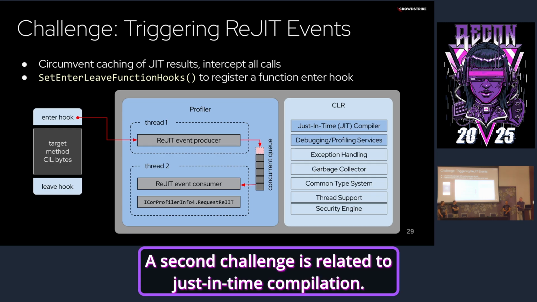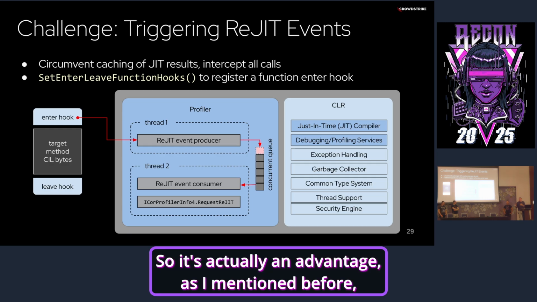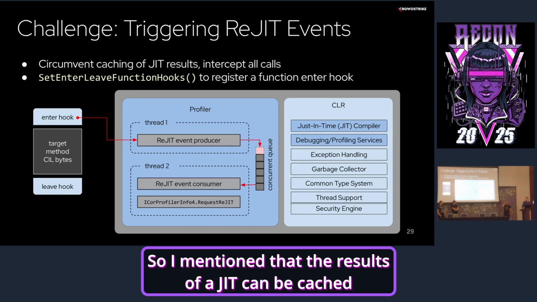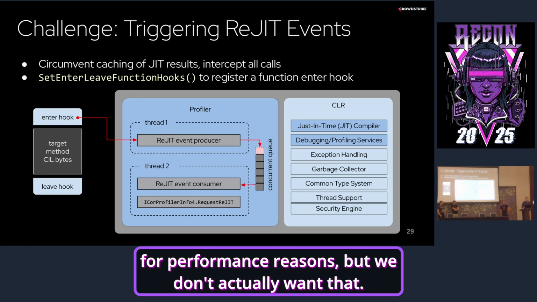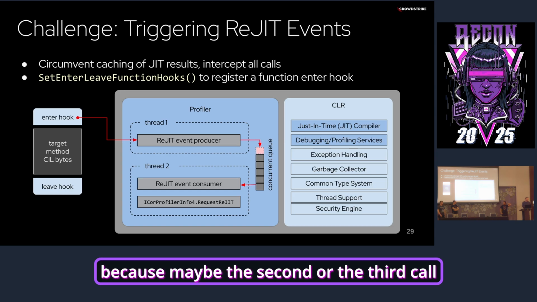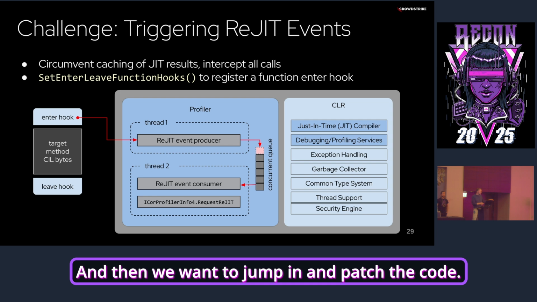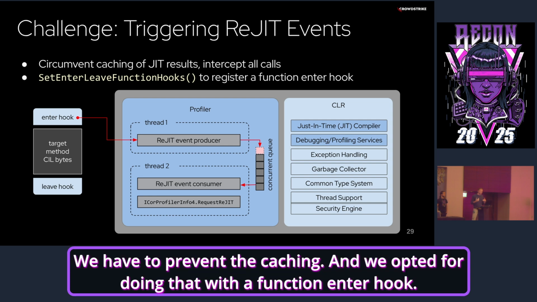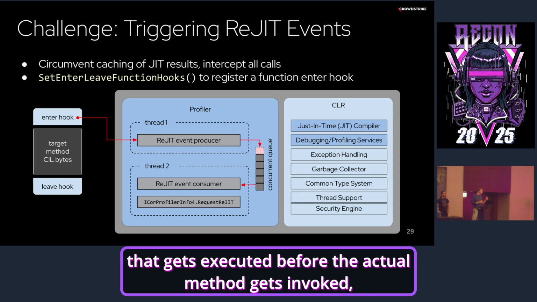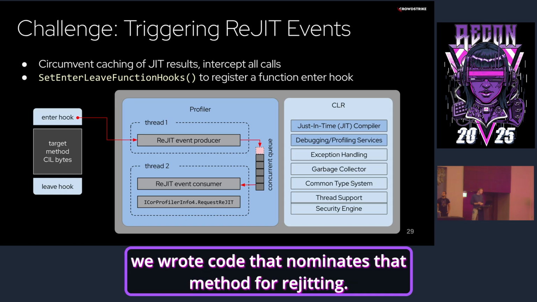A second challenge is related to just-in-time compilation. So it's actually an advantage, as I mentioned before, but for us it's a disadvantage, and that's rejitting. So I mentioned that the results of a JIT can be cached for performance reasons, but we don't actually want that. We want to be able to intercept every single function call, because maybe the second or the third call is the one that we're interested in, and then we want to jump in and patch the code. So how do we do that? We have to prevent the caching. And we opted for doing that with a function enter hook. So this little stub there that gets executed before the actual method gets invoked, we wrote code that nominates that method for rejitting.